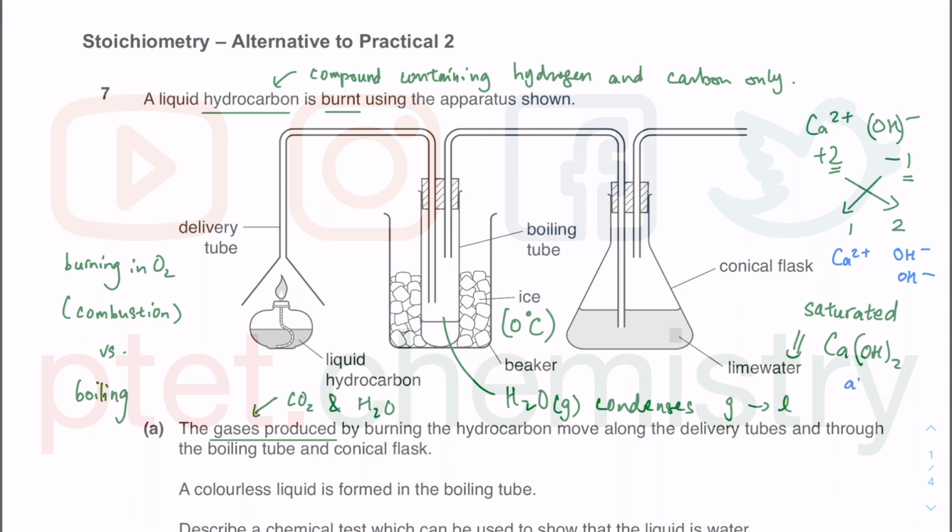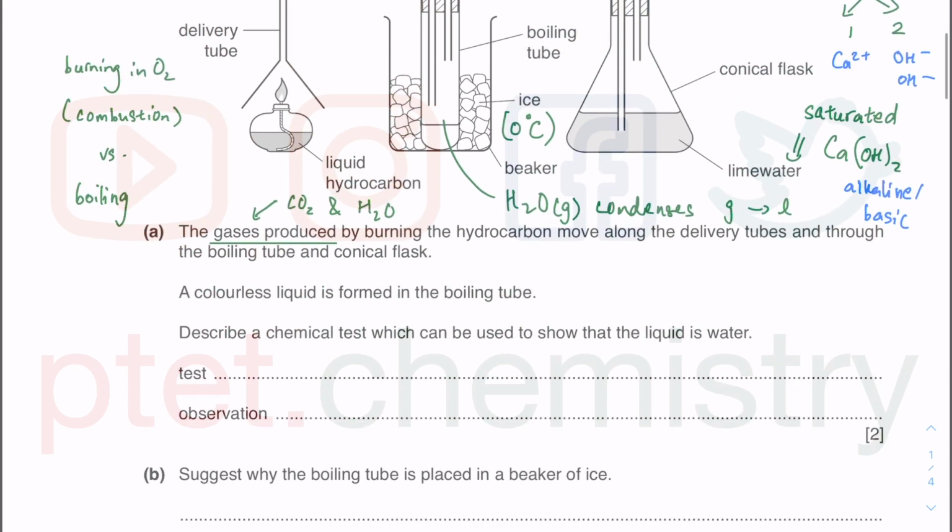And this is alkaline or basic, and it will react with CO2, which is actually an acidic gas. So a colorless liquid is formed in the boiling tube. They want a chemical test. A lot of you probably know that this is H2O, and you want to prove that it's water, because they tell you it's water.